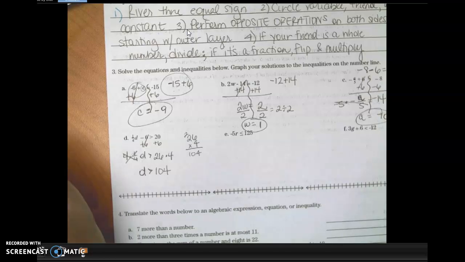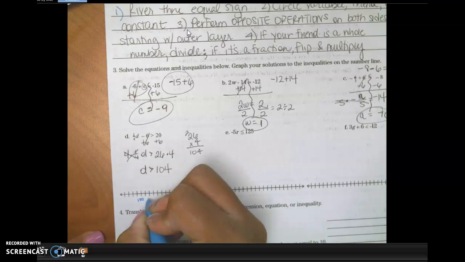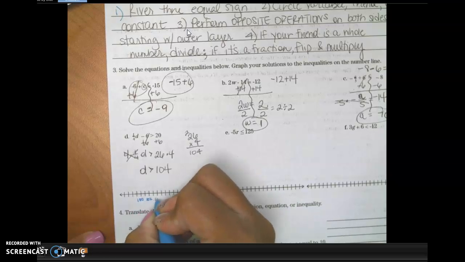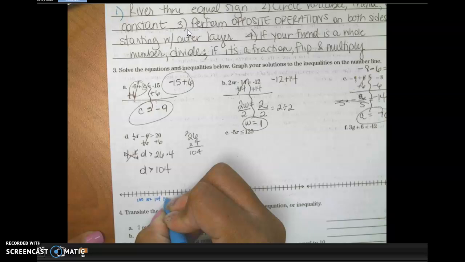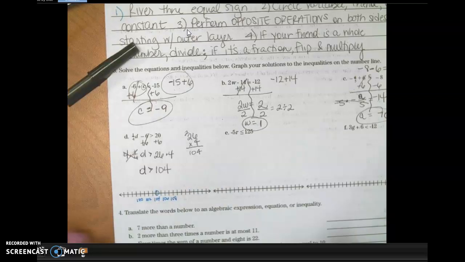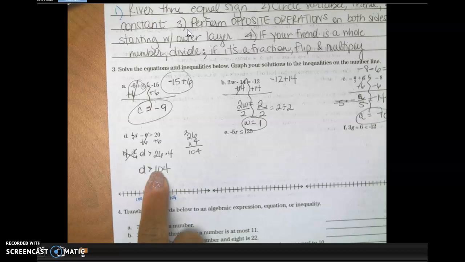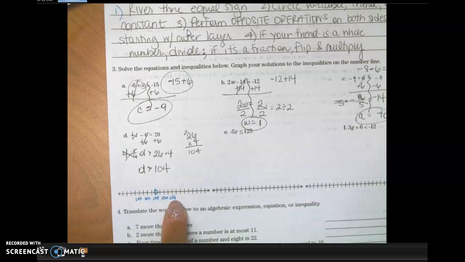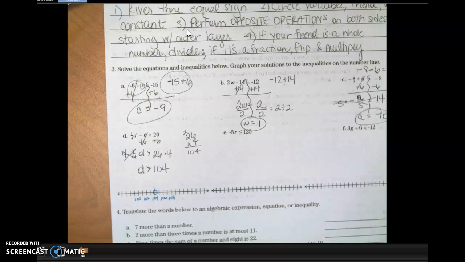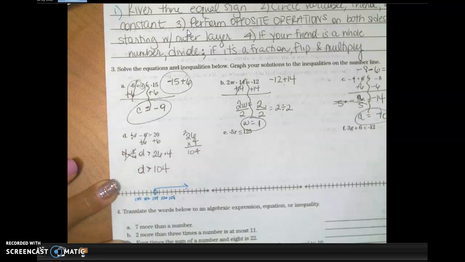Over here. 100, 102. These are so close together. 104, 106, 108. Open circle or closed circle? Open. I don't have an equal sign here. It says D is greater than 104. Is 108 or 100 greater than 104? 108. 108 is greater. So draw your arrow to the right.